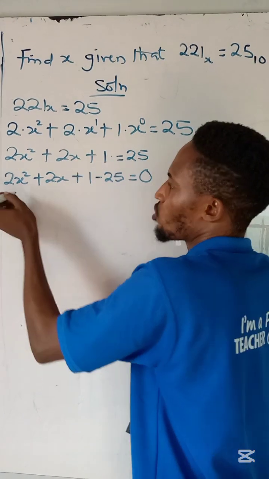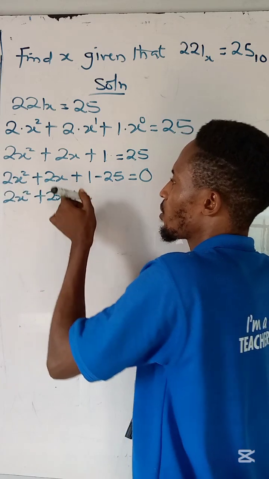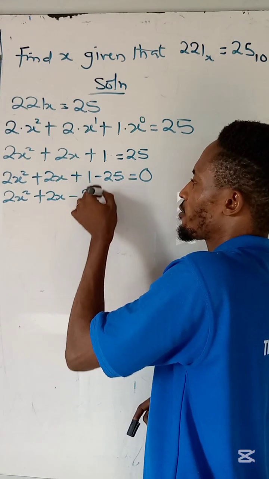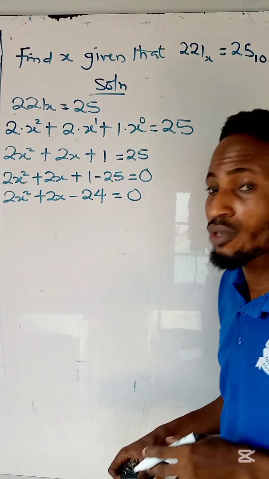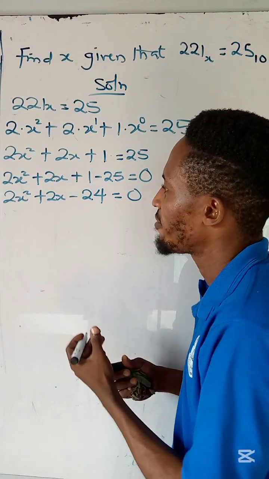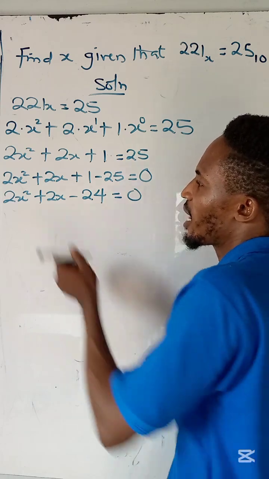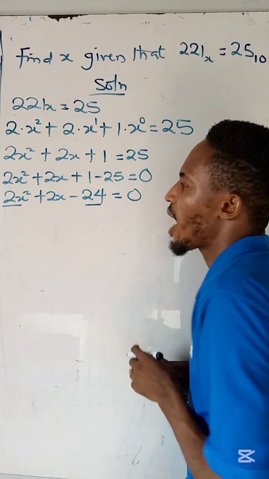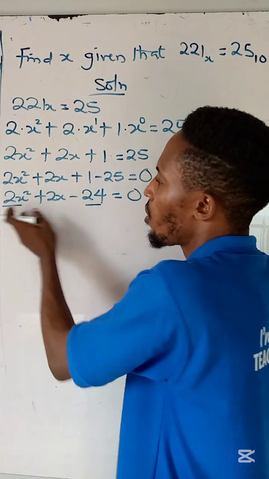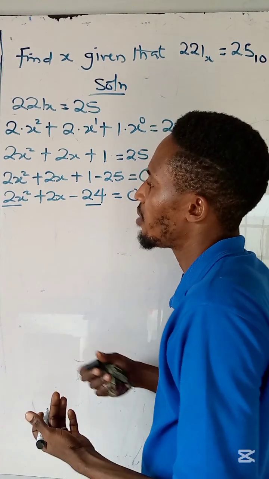Now this is leading us to a quadratic equation where we are having 2x squared plus 2x plus 1 minus 25, which is minus 24, equal to 0. This is now a quadratic equation. Now we can get the values for x by the factorization method. But before that, I will get the product of the first term and the constant in order to have common terms x, so that we can have a factor.